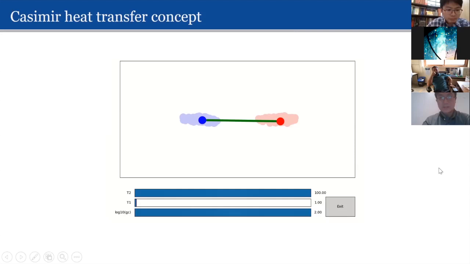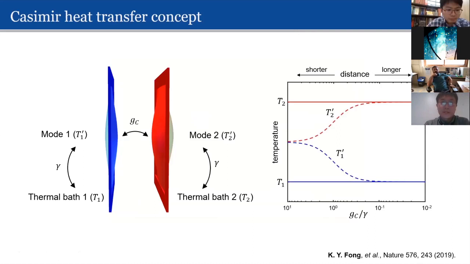Now we come to the experimental detail. How do we operate this experiment? We have two membranes, two oscillators, and again they have two bath temperatures. One is hotter than the other, so T2 is higher than T1, and we can tune the coupling by tuning the distance, because we know at shorter distance the Casimir force is stronger, so it provides stronger coupling. If we tune the distance to be longer, the coupling is weak, as we saw in the simulation.